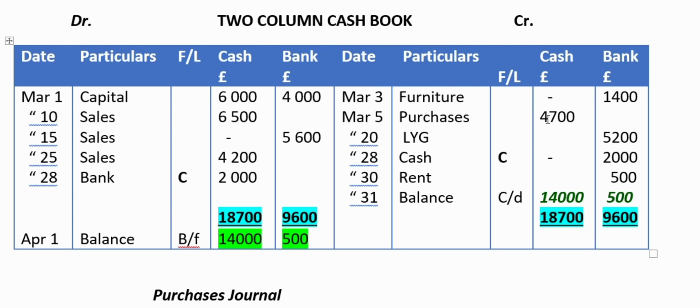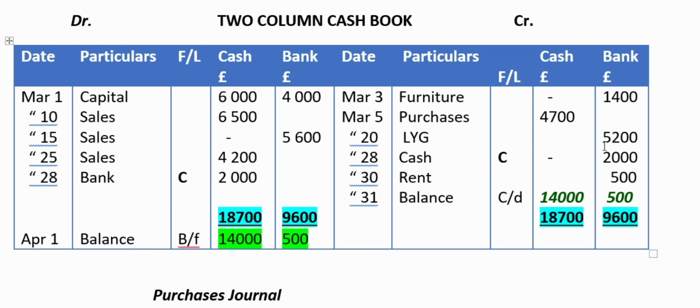The credit side is showing that we have just 4,700 in the cash column, which means the 18,700 at the debit side, we are going to less 4,700 at the credit side. So 18,700 less 4,700 will give us a balance of 14,000 as shown in the cash column.